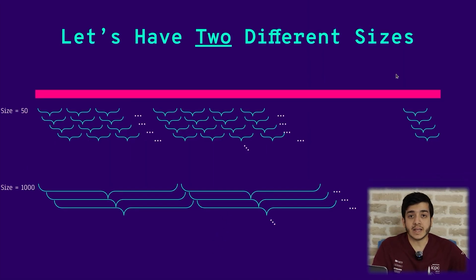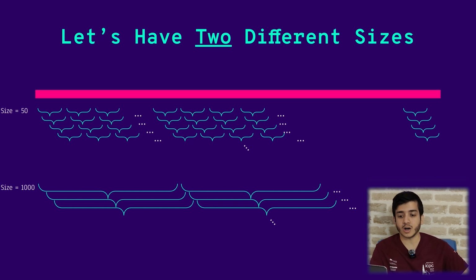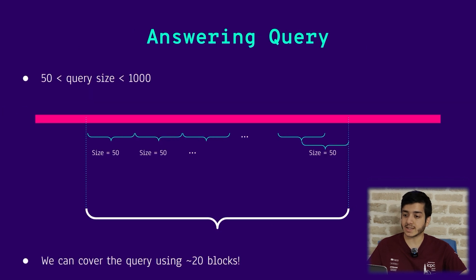The idea is having blocks of two different sizes. One group of bigger blocks, like blocks of size 1000 as we had before, and one type of smaller blocks, of size 50, the new ones. So these small blocks can help us answer queries which have size less than 1000, like this.